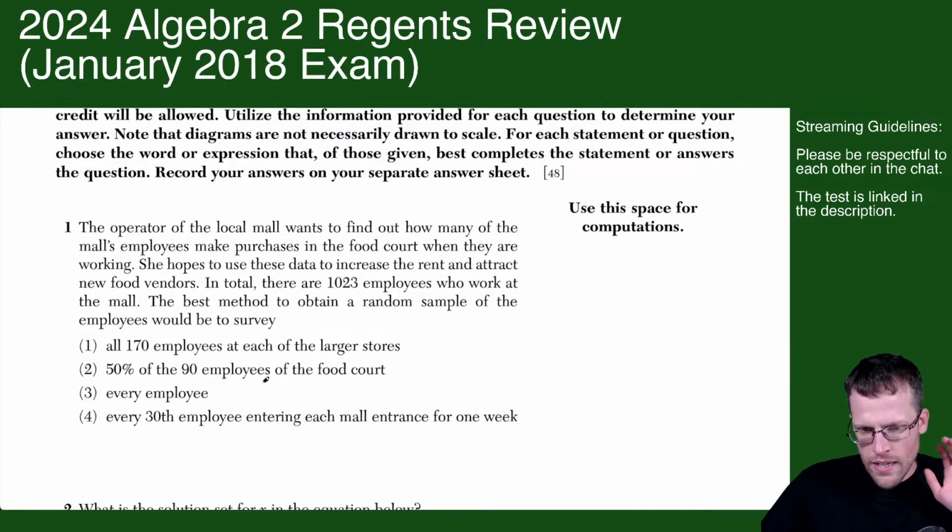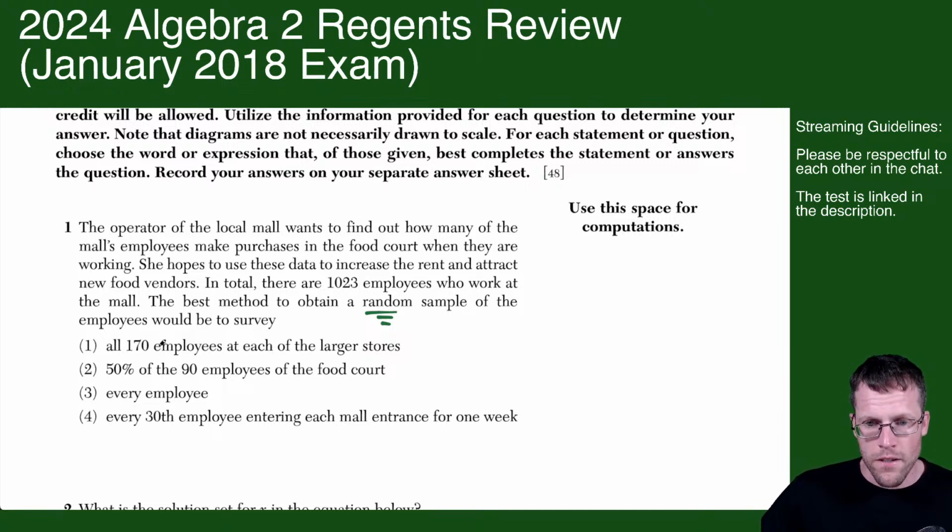All right, Algebra 2 time. So here we have the operator of the local mall who wants to find out how many of the employees make purchases in the food court when they are working. She hopes to use these data to increase the rent and attract new vendors. In total, there are this many employees who work at the mall. The best method to obtain a random sample of the employees would be to survey.